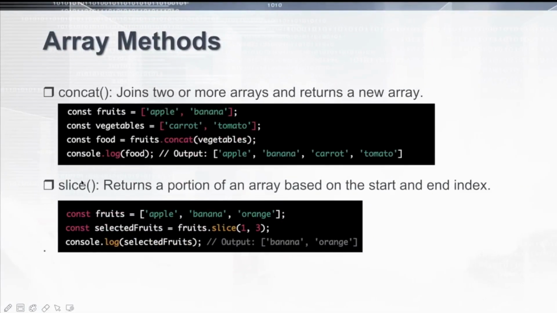So the next method is the slice. Just like the name, slice. When you talk of slice, you are talking about getting a slice from something. So you have a bigger chunk or a bigger item, and you want to get a chunk from that item. So slice is used to return a portion of an array based on the start and end index. When you call slice, you have to provide the start index and the end index. It will return a portion of an array.